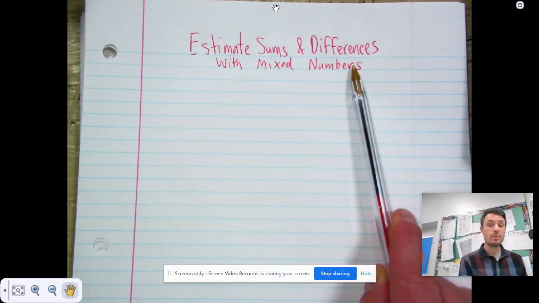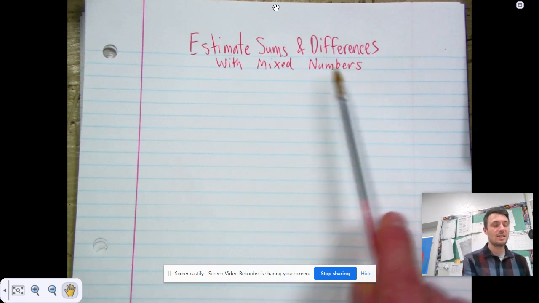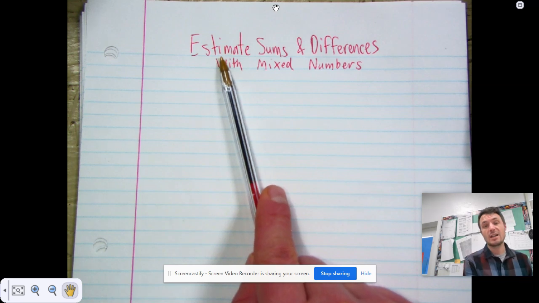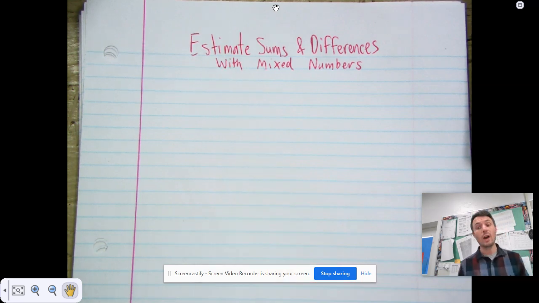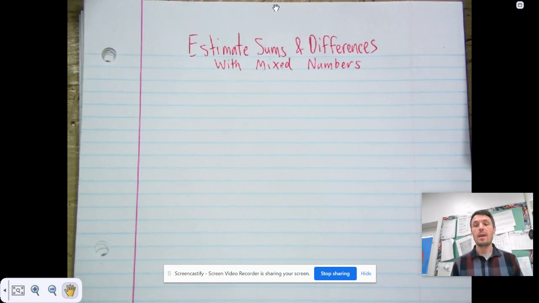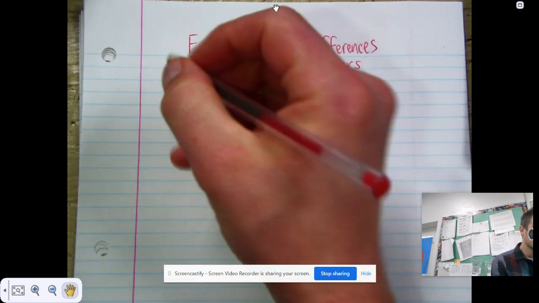But we won't actually be having to add mixed numbers today because it says estimate. And anytime it says estimate, you know we need to round. So we're going to be rounding these addends and these minuends and subtrahends to the nearest whole number before we add or subtract them. Let's do an example together.